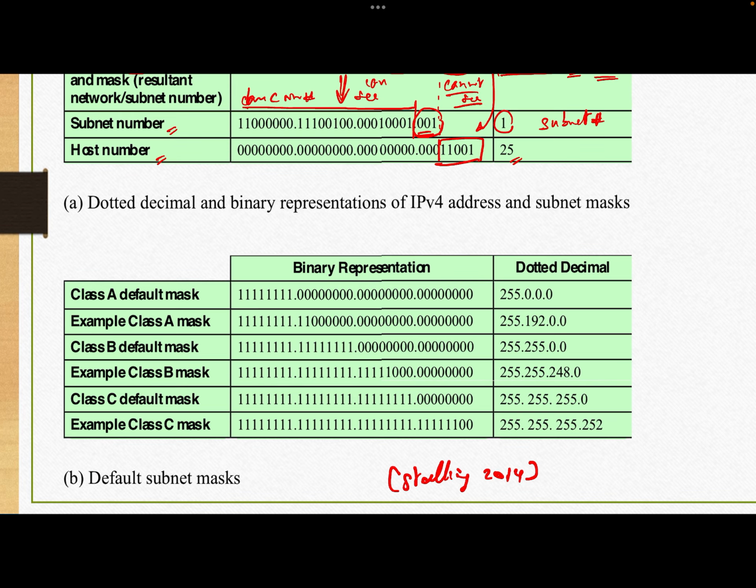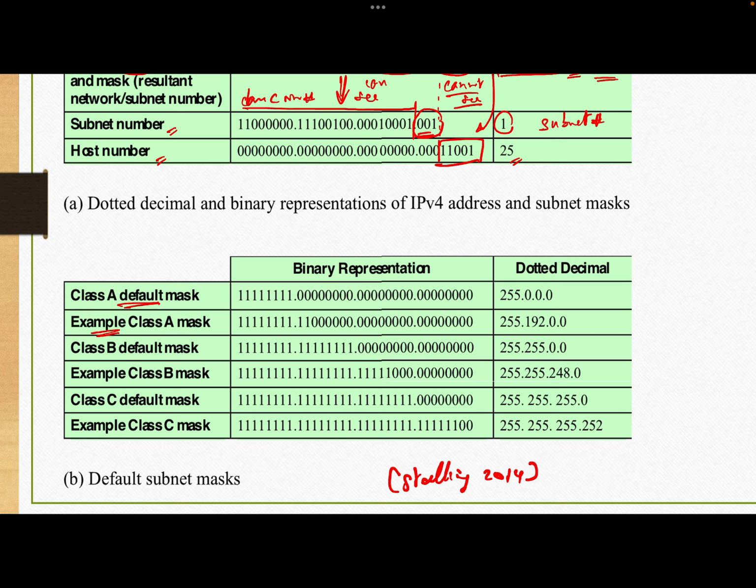Okay, now this is class A default mask and example mask. For class A, the default mask is all 1s at the first, because the first byte is the network number and the last 3 bytes are the host number. So 255.0.0.0, this is the default mask. An example of a class A mask is you have more ones. In the host part, you divide it into 2 parts. You have 2 bits for the subnet number and the rest is for the host number. So this one, when you calculate, is 192. The number here depends on how many bits you are giving as a 1.